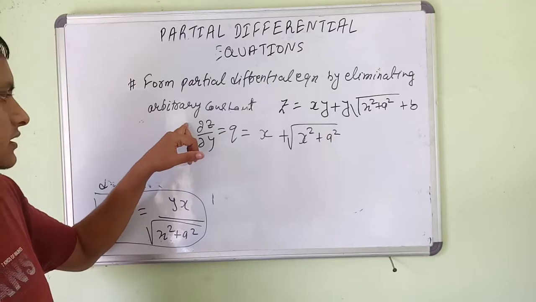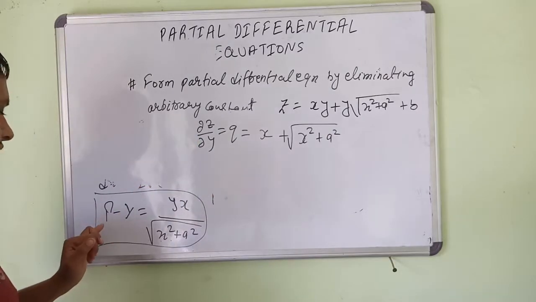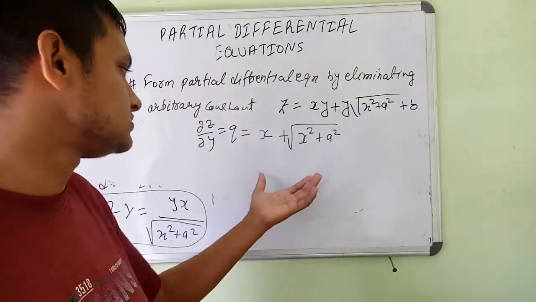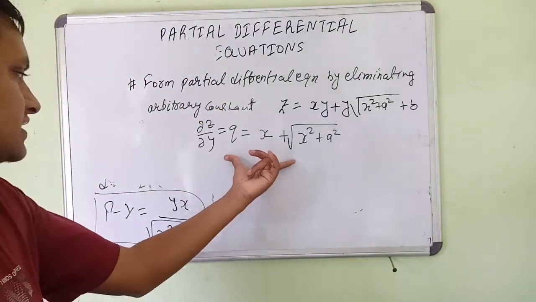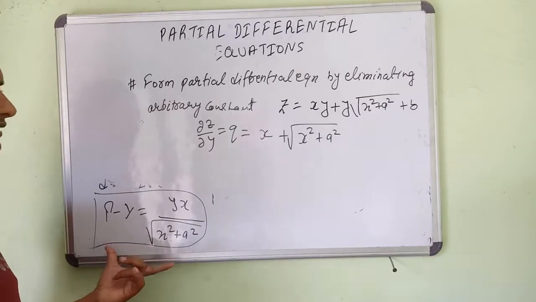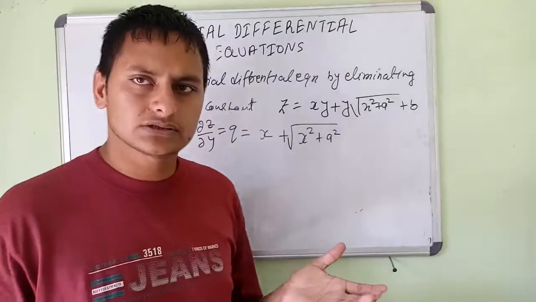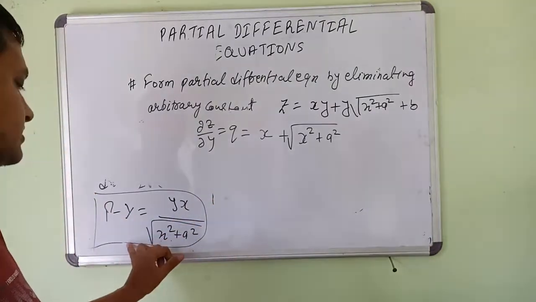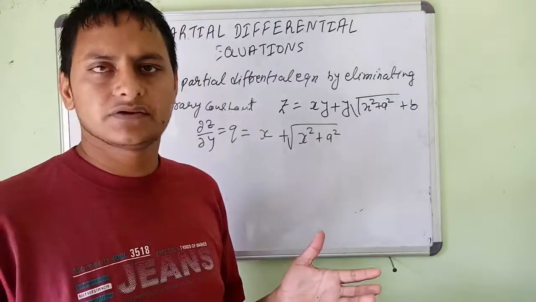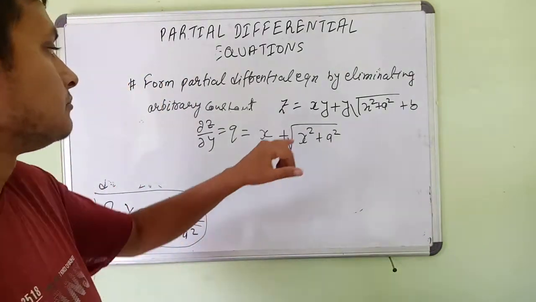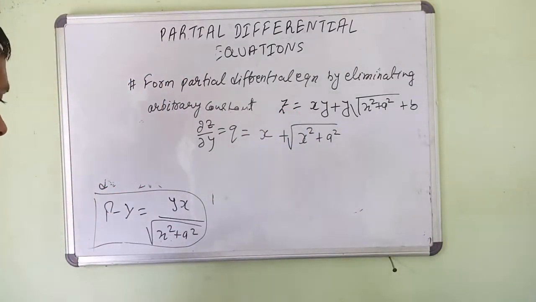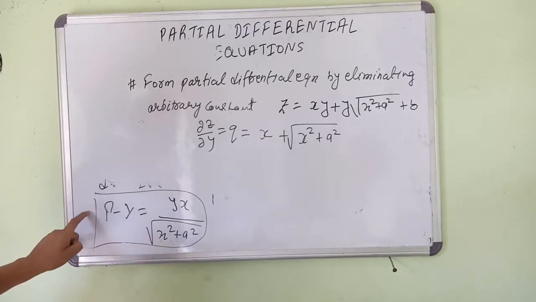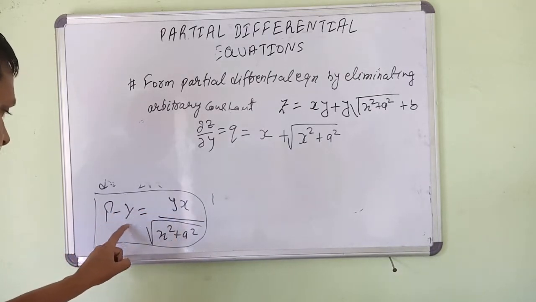Watch carefully this ∂z/∂y and ∂z/∂x, because the solution is inside this ∂z/∂y and ∂z/∂x. So how do we get the solution? Replace this and this mutually, then we'll get the partial differential equation. If we put the square root of x² + a² on that side, then we get y x divided by p minus y.